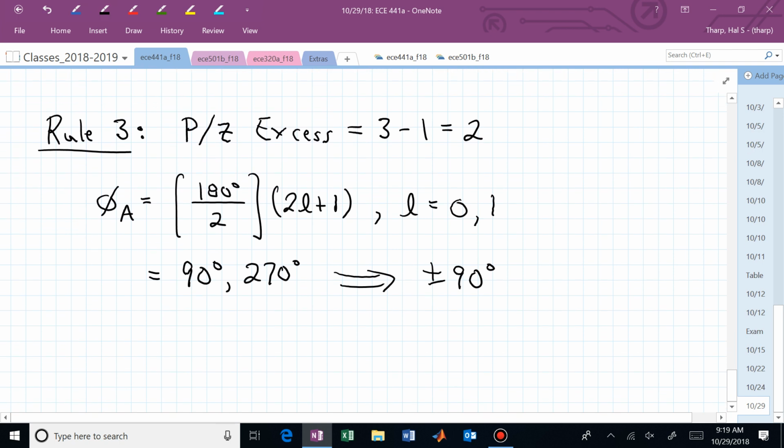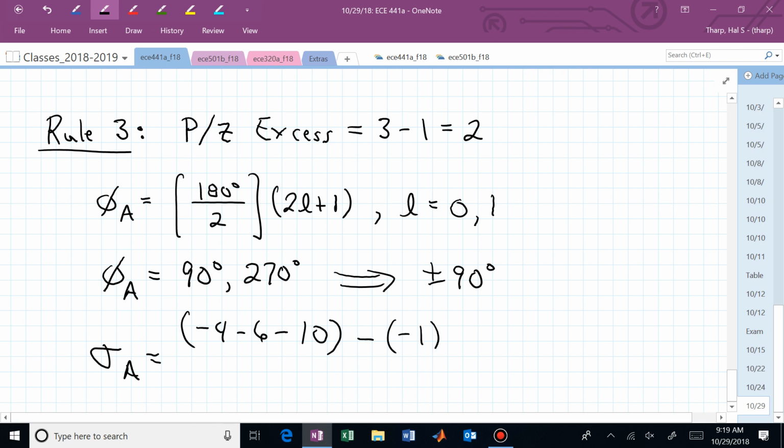And where are those asymptotes centered? That's the centroid. We have to now add up the poles. We had a pole at -4, one at -6, and one at -10. We add their locations. We subtract the locations of the zeros, which we have 1 of those, and we divide by the pole zero excess. We have 19 minus 19 divided by 2, or our centroid is at minus 9.5.